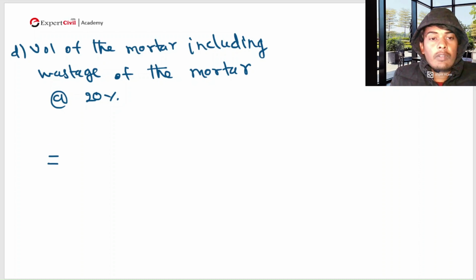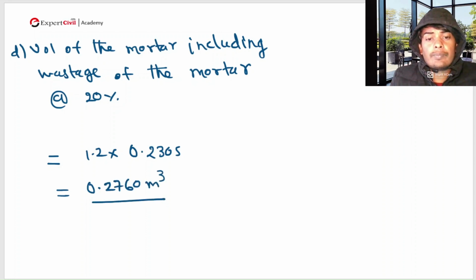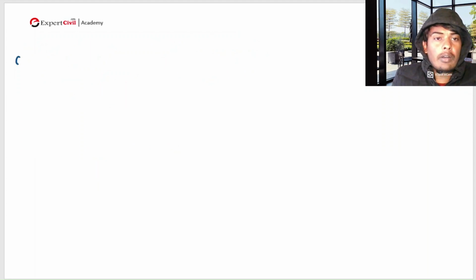Here, volume of the mortar including wastage is 1.2 multiplied by volume of the mortar without including the wastage of the mortar, which is 2305. So it becomes 0.2760 meter cube.